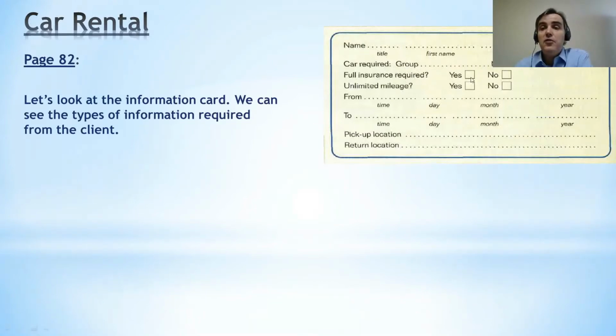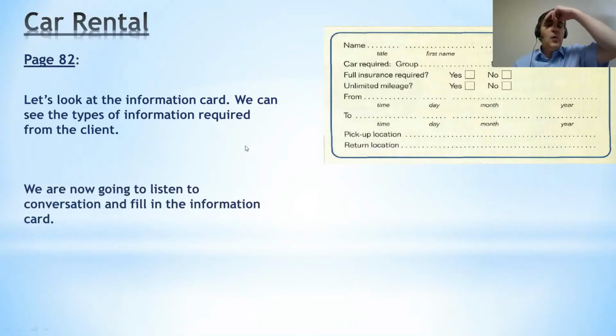We've got full insurance required, yes or no. Unlimited mileage, yes or no. Then we've got the time and the day and the month and the year. So that's when we start and then when we return. Time, day, month, year. And then we've got our pickup location, return location.